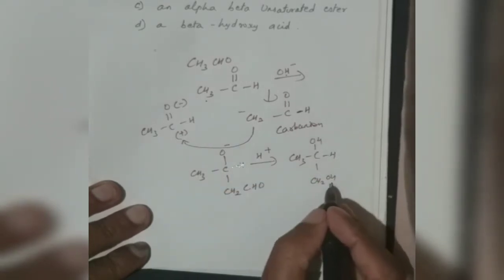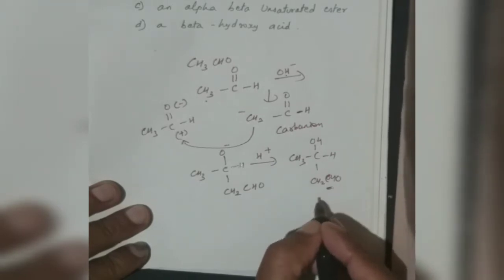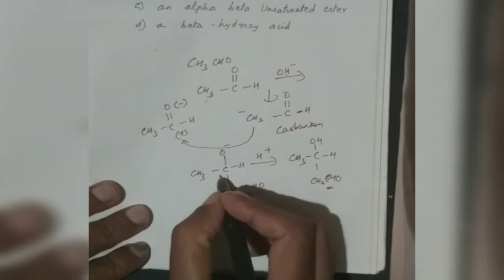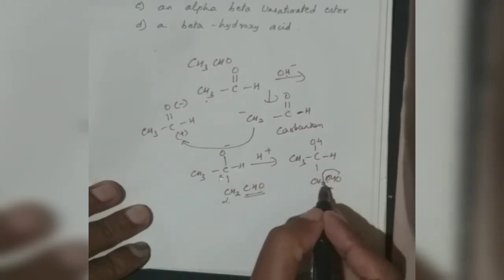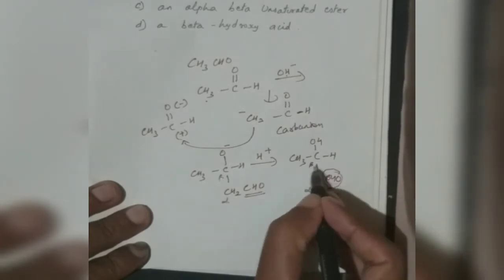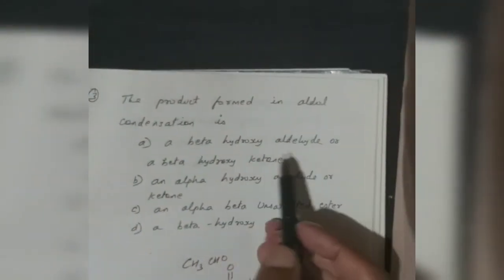We know that aldehyde is the functional group. So this will be the alpha carbon, and this will be the beta carbon. In the same way, CHO is the functional group, this carbon is alpha and this is beta. So the OH group is attached to the beta position: beta hydroxy. So the answer will be beta hydroxy aldehyde or beta hydroxy ketone.